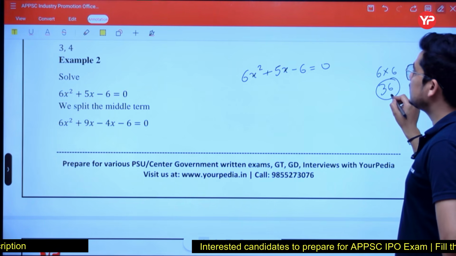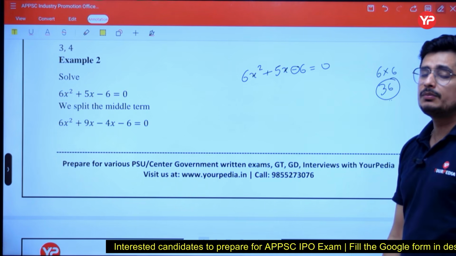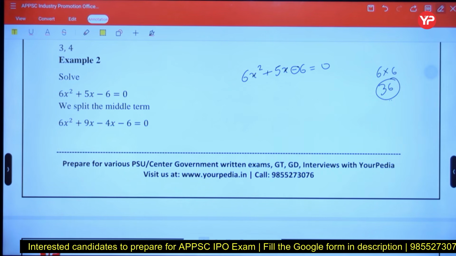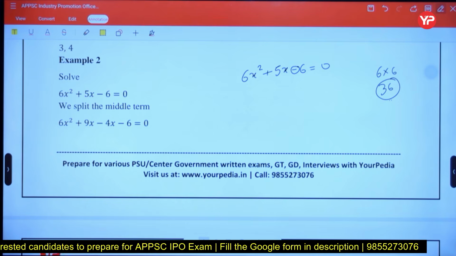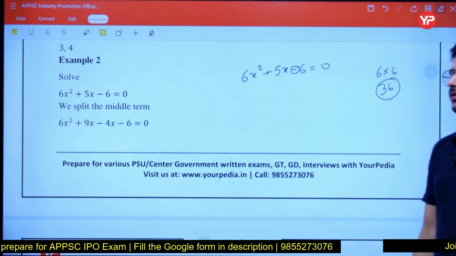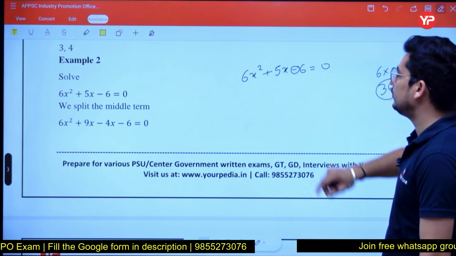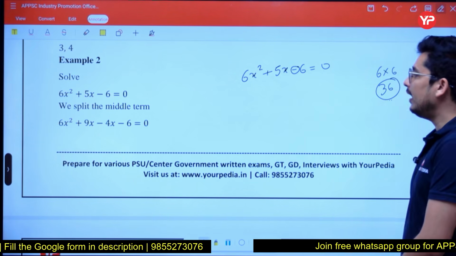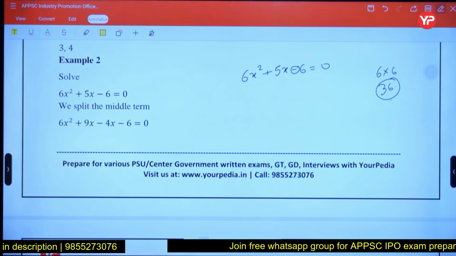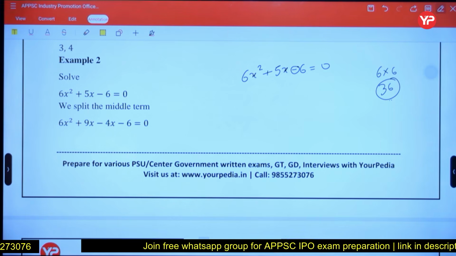To factorize this 36, because this time there is a minus sign, we have to factor 36 such that their difference works out. You have to check only this sign. If this sign is negative, then the difference of these two factors should equal 5. So what should we do? We have to factorize this 36 such that the difference of the two factors becomes 5.